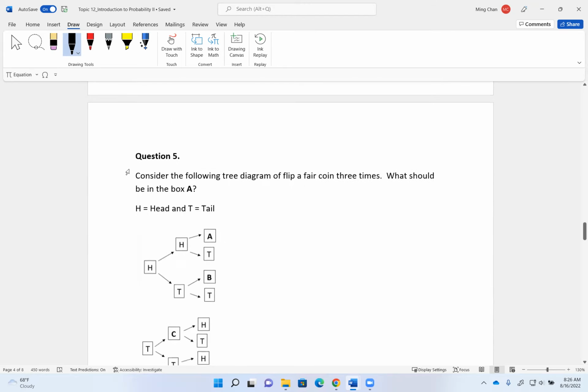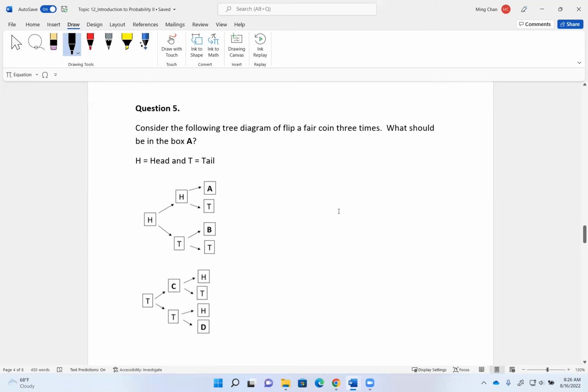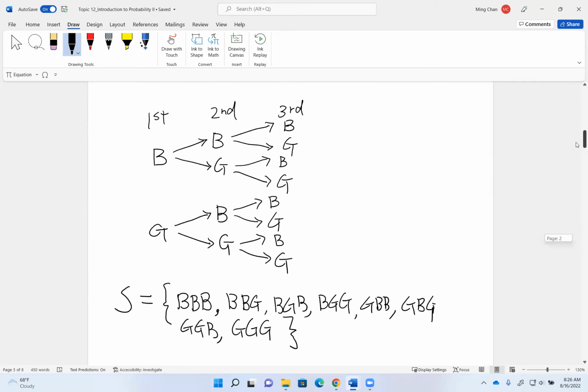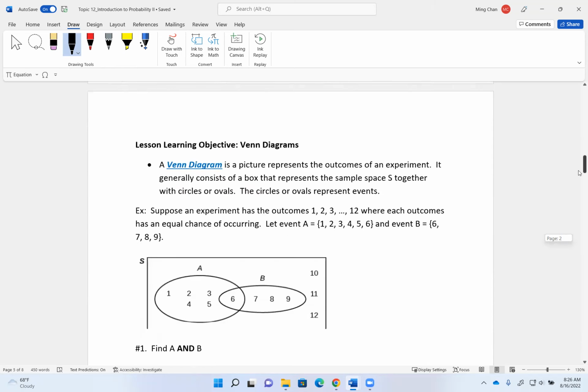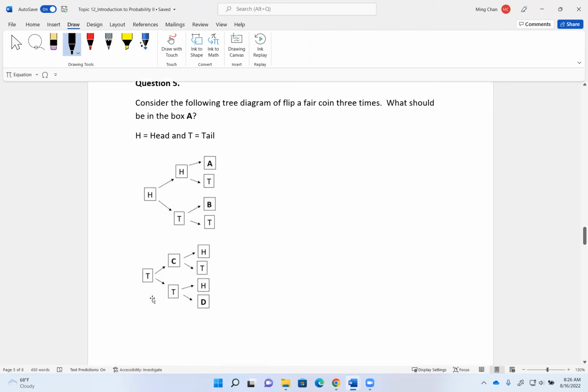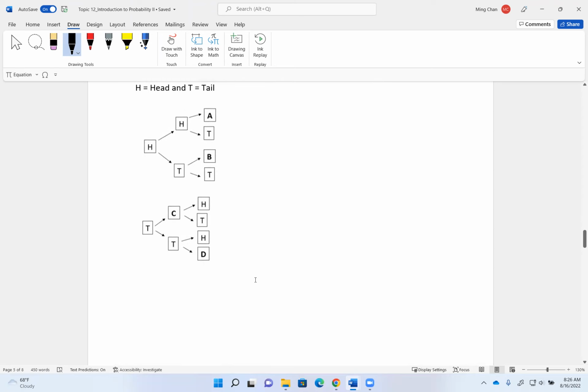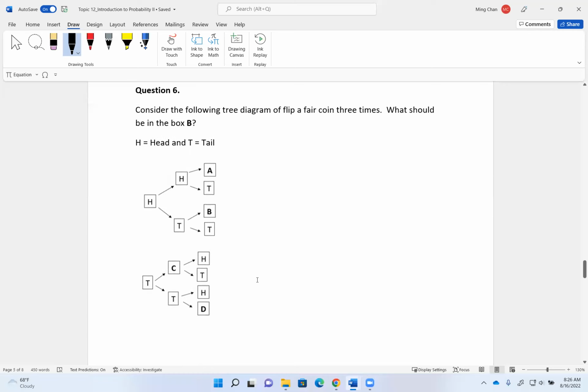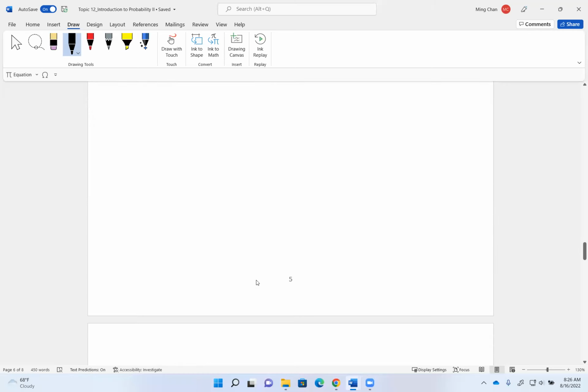Question number 5. Consider the following tree diagram of flipping a fair coin 3 times. So it's very much just like the tree diagram I drew of having 3 children. Because when you flip a coin, you only get 2 outcomes, right? Heads or tails. So I kind of drew this out for you already. You just need to fill in what's in box A, box B, C, and D for the next several questions. Okay, so these are multiple choice questions.